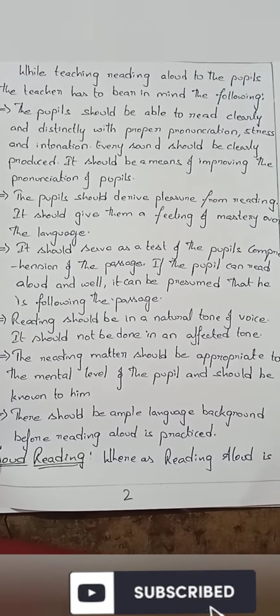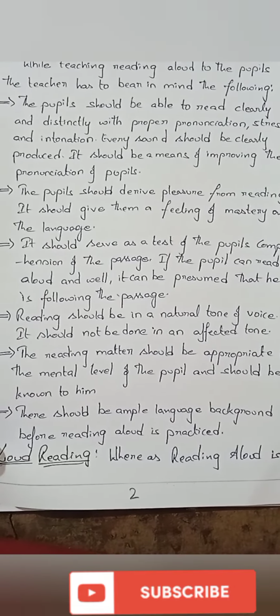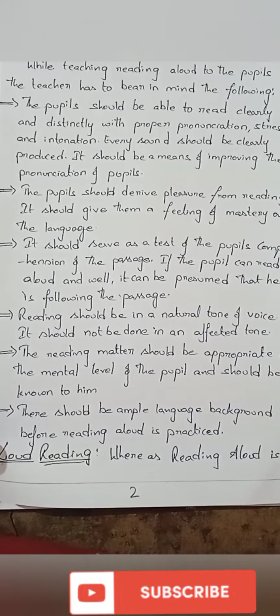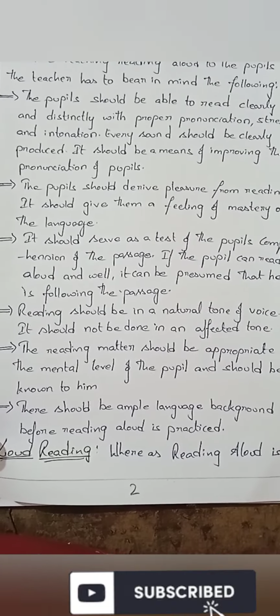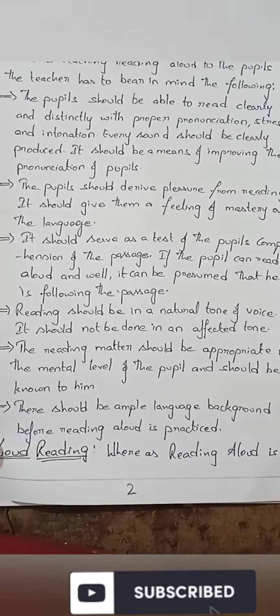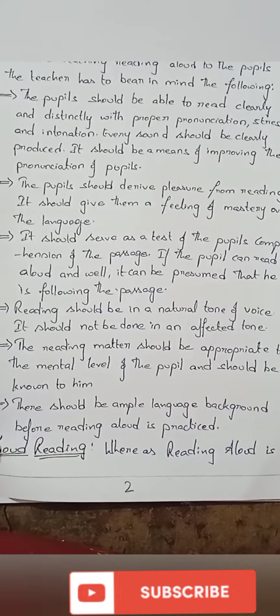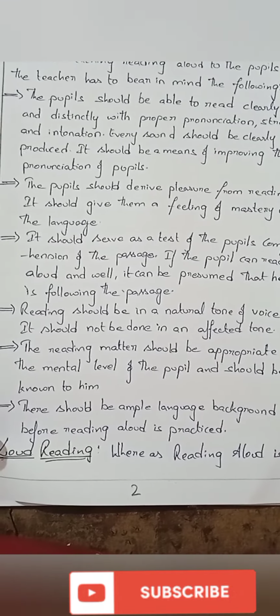If the pupil can read aloud and well, it can be presumed that he is following the passage. Reading should be in a natural tone of voice. It should not be done in an affected tone. The reading matter should be appropriate to the mental level of the pupil and should be known to him. There should be ample language background before reading aloud is practiced.